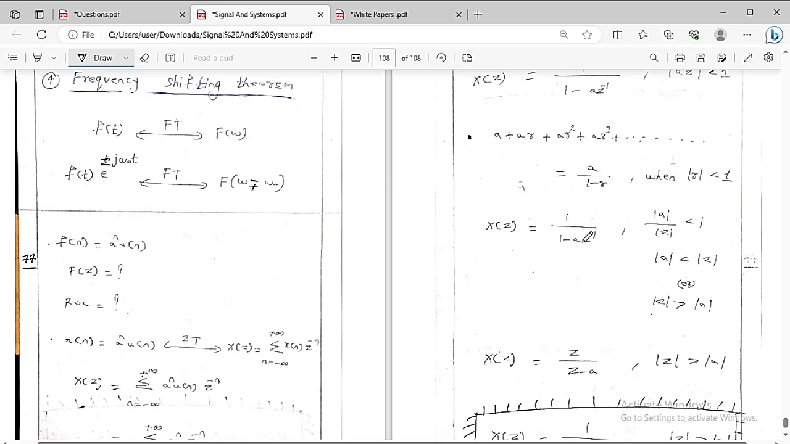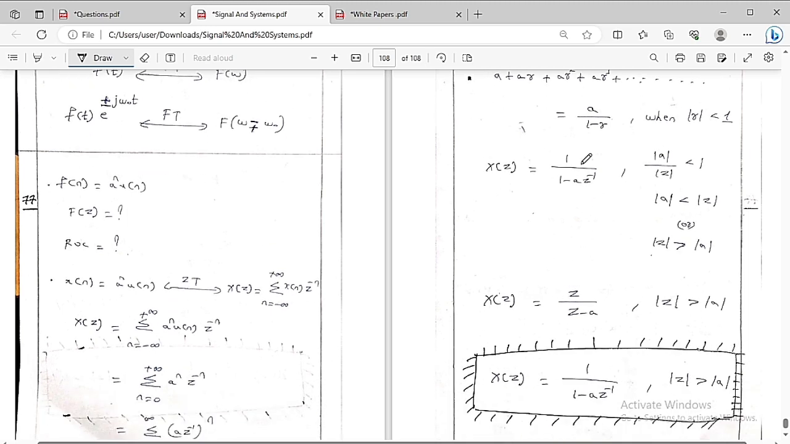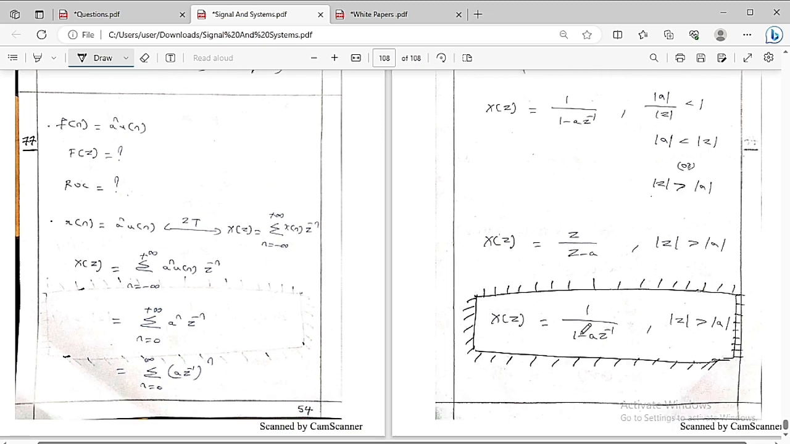Finally, if you simplify this way, we are going to get Z by Z minus A, with mod Z greater than mod A. You can either write it in this way or in this way. So finally, we are going to get the sum equal to 1 by 1 minus A to the power of minus 1, or Z by Z minus A. You can always say mod Z greater than mod A. So this is the correct solution of this question. But if you remember the formula, you can solve it in a fraction of a second. In case you forgot, we can go through this question in order to get the solution.